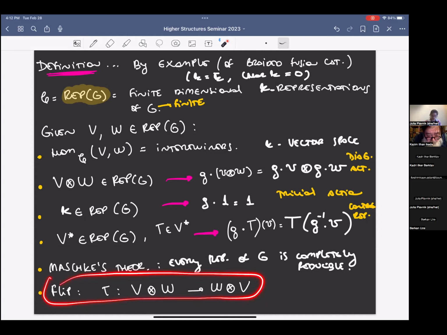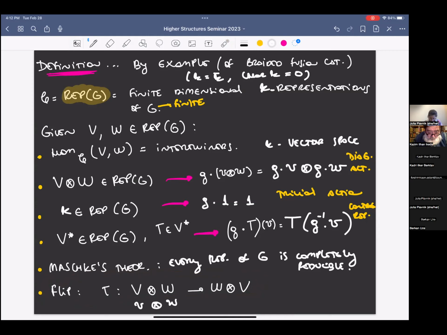The other nice thing that we have is that we could consider the flip, right? These are vector spaces, so we could just flip the two elements. But what is nice here is that this is a map in the category. So what I mean with that is that it's an intertwiner, so that it respects the action. So if I act here and I flip, I get the same as first flipping and then applying the action. And this is because here I'm doing just the diagonal action, okay? So that's nice. I have a commutativity for my tensor product.